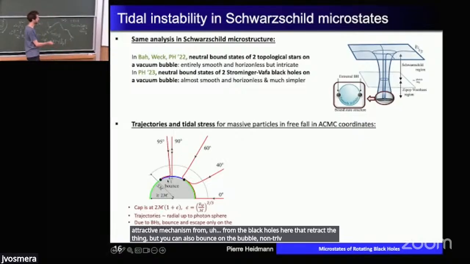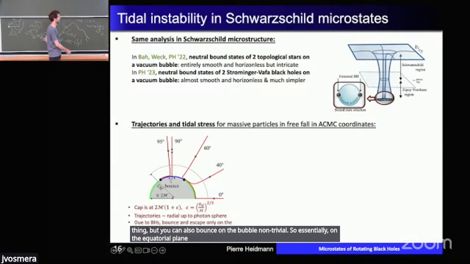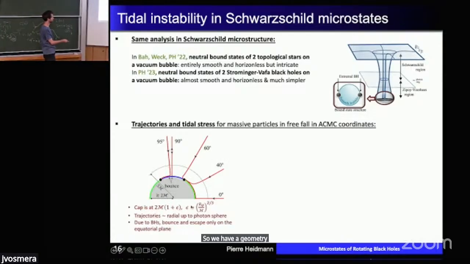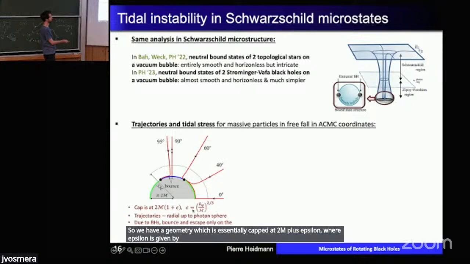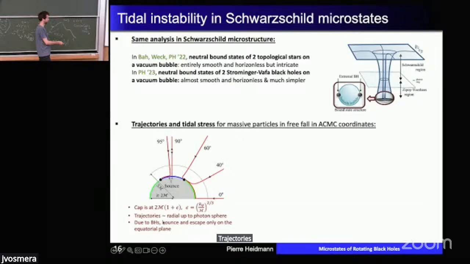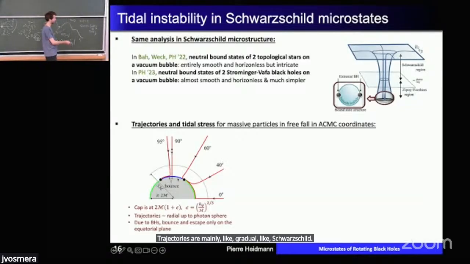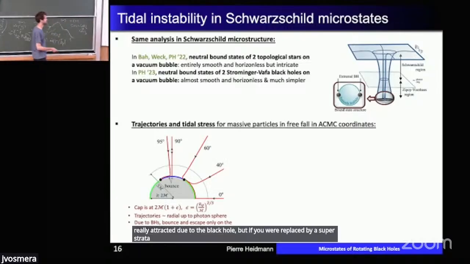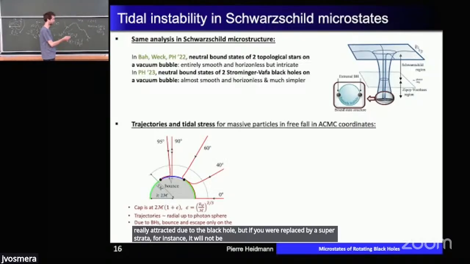So essentially, on the equatorial plane, everything bounces and escapes. So we have a geometry which is essentially capped at 2m plus epsilon, where epsilon is given by some extra-dimensional size, R_psi. Trajectories are mainly radial, like Schwarzschild, and we have a non-trivial attractor due to the black hole. But if you replace them by superstrata, for instance, it will not be absorbing at all.